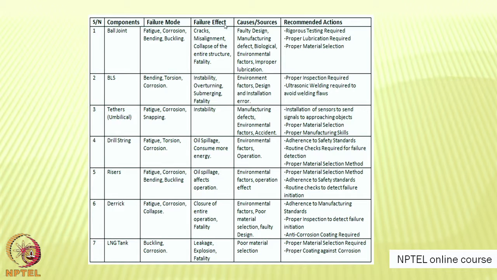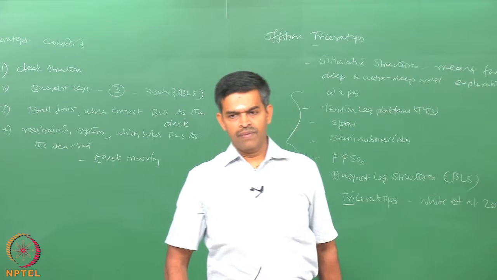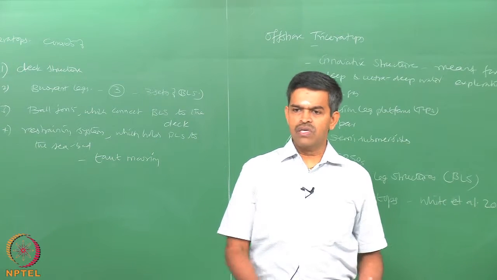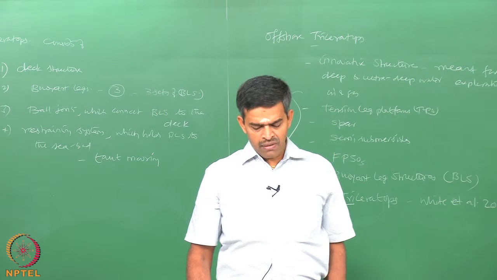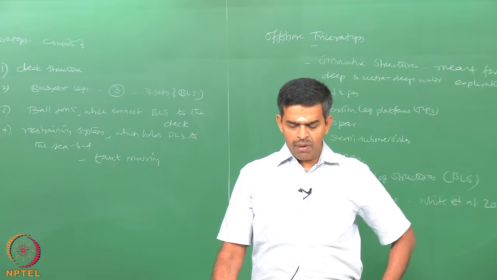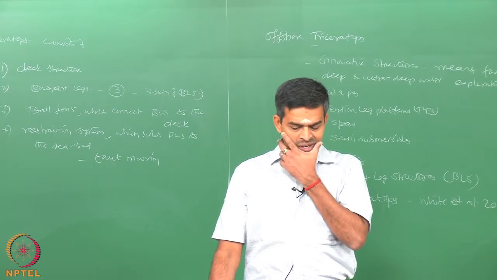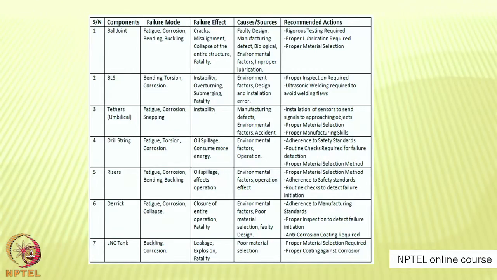The failure effect can result in cracking, can cause misalignment, it can cause a total collapse of the entire structure, which can result in fatality, because ball joint is a unique connectivity between the substructure and the superstructure. So, that becomes a very vital component of the whole design, as you can see from the list here, and the causes for this failure can be a faulty design, can be manufacturing defect, can be biological and environmental factors, which can result in this kind of failure. The recommended action should be rigorous testing before the ball joints are implemented in design.